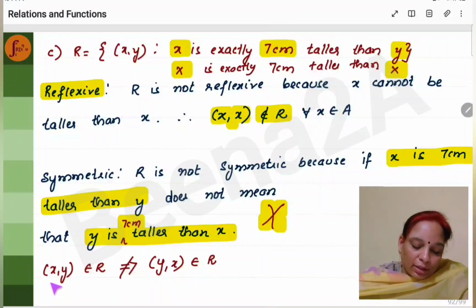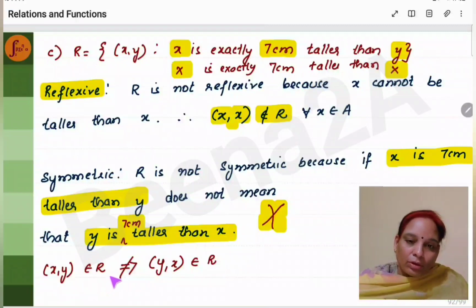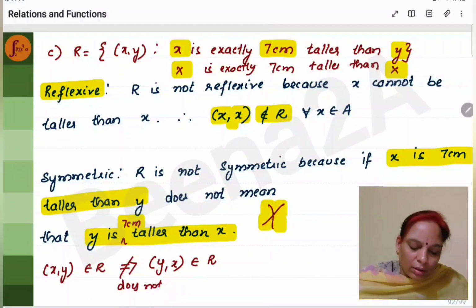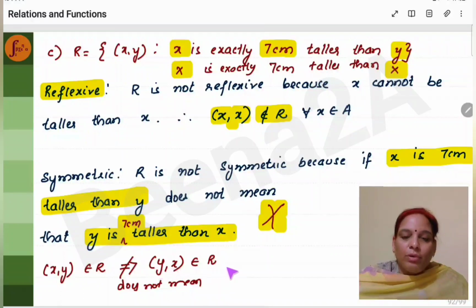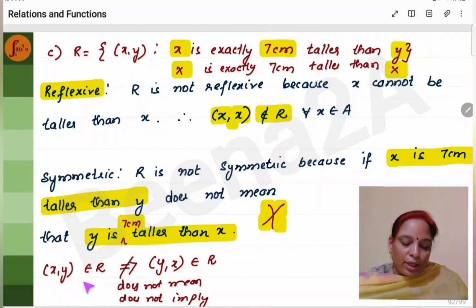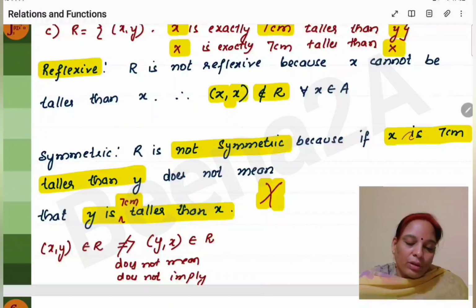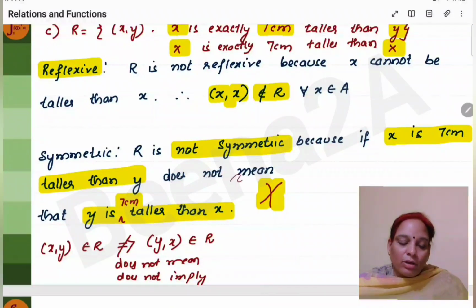So you should write it as xy belongs to R, but yx does not belong to R, right? You can write it as does not imply. xy belongs to R does not mean that yx belongs to R. This is does not imply. Right? I can write it like this. xy belongs to R. It does not imply that yx belongs to R. Therefore, R is not symmetric. I can also write this as R is not symmetric because x is 7 cm taller than y does not mean that y is 7 cm taller than x.